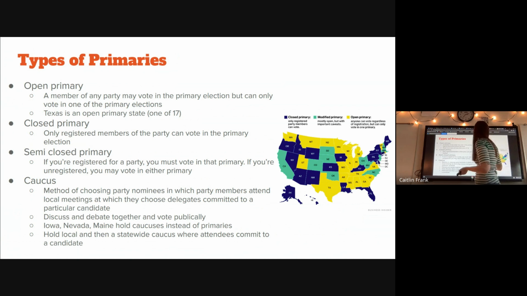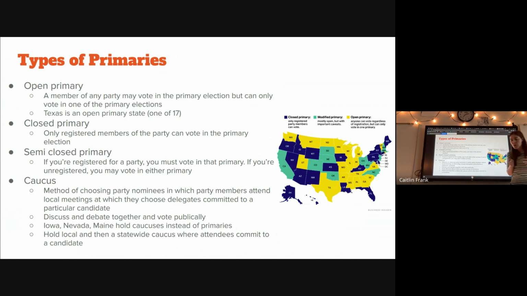Semi-closed, or they call it modified on this visual, depends on the state, but usually semi-closed means you can vote in either unless you are a registered member, and then you have to vote in the party that you're registered in. But then we also have to talk about caucuses, which are like a closed primary because only members of the party can vote in a caucus.